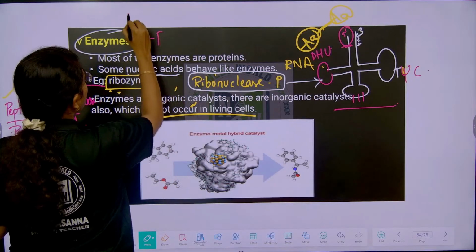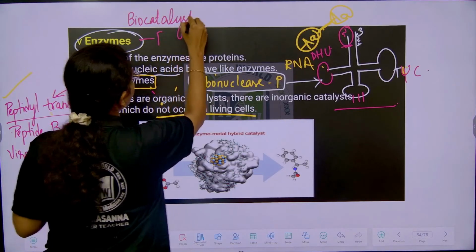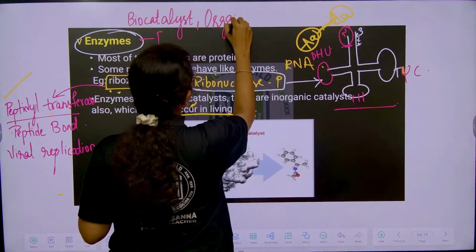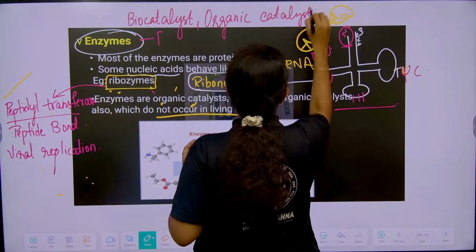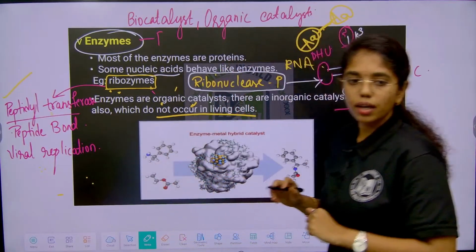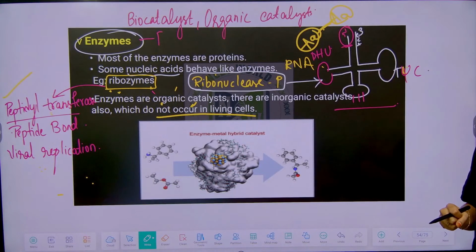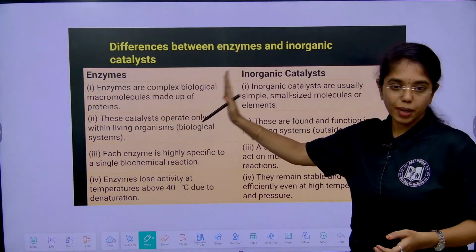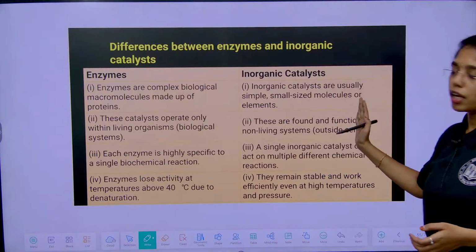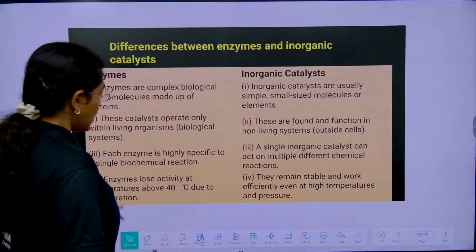Enzymes, biocatalysts, organic catalysts. Then what are these inorganic catalysts? Inorganic catalysts are those which don't occur inside living organisms. Quite a few you can see in thermophilic organisms whose temperature range can be very high. So, there is a difference between the enzymes, that is biocatalysts, organic catalysts and inorganic catalysts, which is important to be noted.